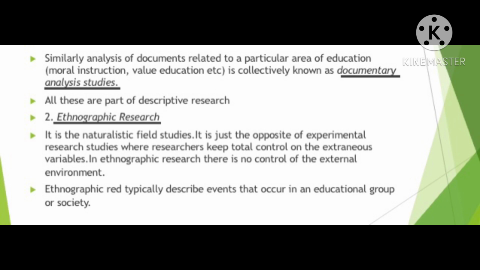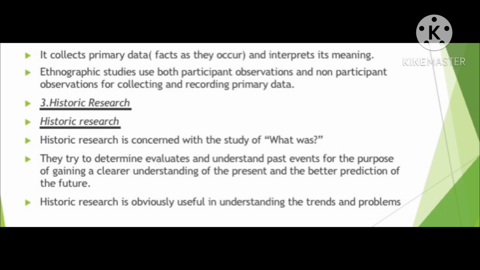It is just the opposite of experimental research. We can say that in experimental research, we are keeping an artificial setup, isn't it? So, there we are collecting the data by controlling or manipulating one group, and we are keeping the one group as such, and we are comparing the data later on, isn't it? But in the case of ethnographic study, we are collecting what is happening at present in a particular situation. It collects primary data, facts as they occur, and interprets their meaning.